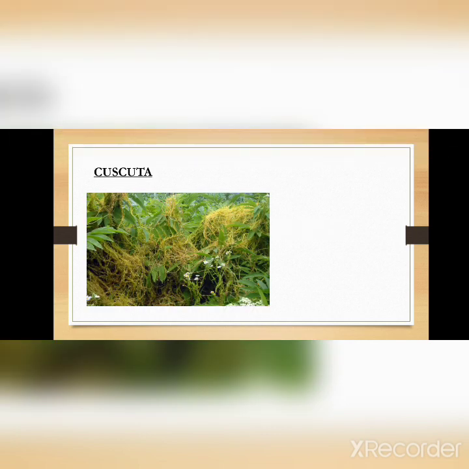In this picture, you can see a yellow structure that has climbed on a tree. The yellow structure is called cuscuta. The plant or the tree on which it climbs is called a host. The cuscuta absorbs food and nutrients from the host. Hence, it is called a parasite.